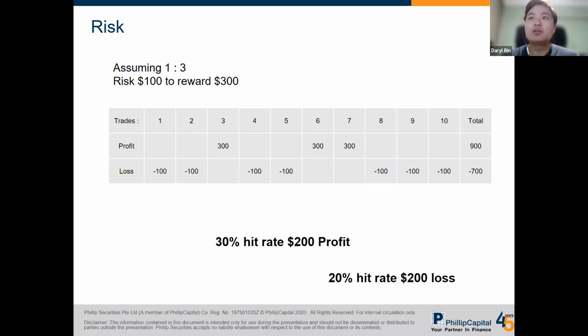However, let's say you realize that after some time, no matter what you do, you only have a 20% hit rate, which means that you're actually losing $200 in every 10 trades. Then definitely you have to review your strategy and work on it. See what went wrong. Maybe this indicator doesn't suit you, you know.